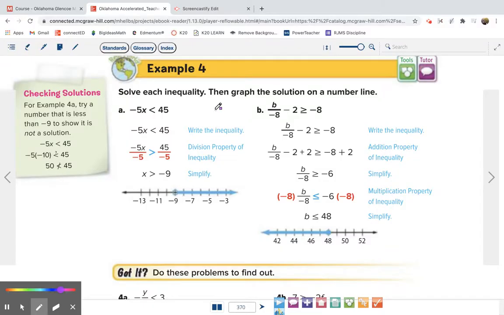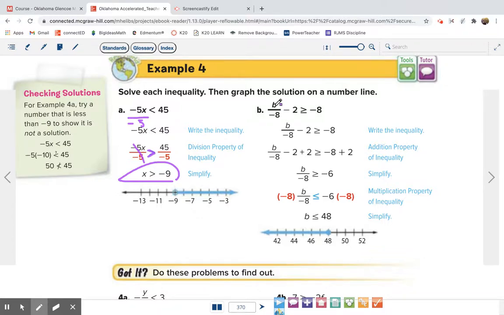At example 4, solve each inequality and then graph it on a number line. So we have negative 5x is less than 45. Now, we would divide to get rid of that 5, okay? But since it is negative, anytime we divide or multiply by a negative, your inequality sign is going to flip around. So when we divide both sides by negative 5, that inequality sign went from less than to greater than. It flips around. X is greater than 45 divided by negative 5 is negative 9. Then we graph that on a number line. It's an open circle. X is getting greater.